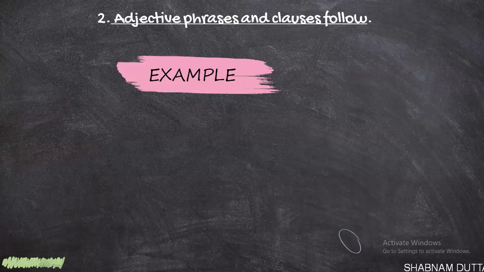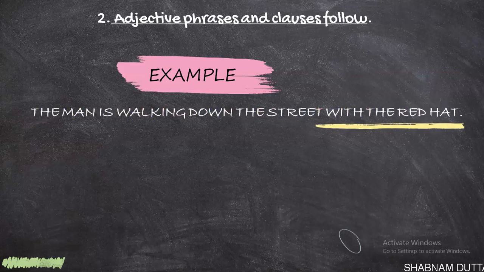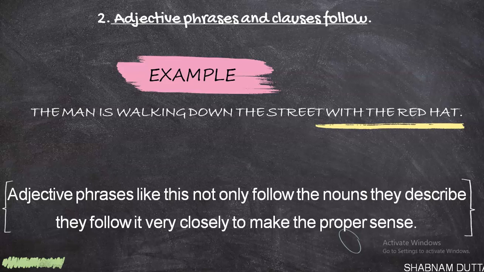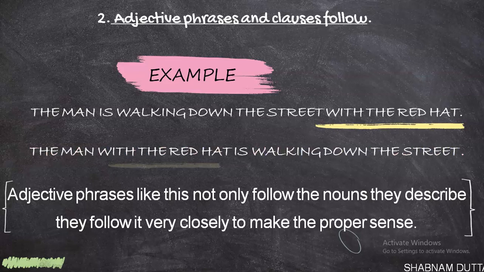Now, rule number 2. Adjective phrases and clauses follow the nouns. Let's analyze the same example. The man with the red hat is walking down the street. Adjectives like this not only follow the nouns they describe, they follow them very closely. So the correct place to put the modifier is just next to the word it is modifying, or as closely as it could be to make proper sense. Therefore, again, the sentence should be: the man, which is the noun, with the red hat is walking down the street. Clear?